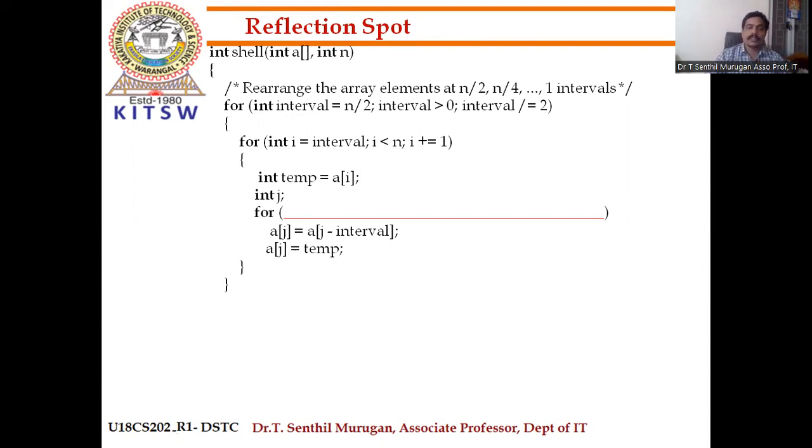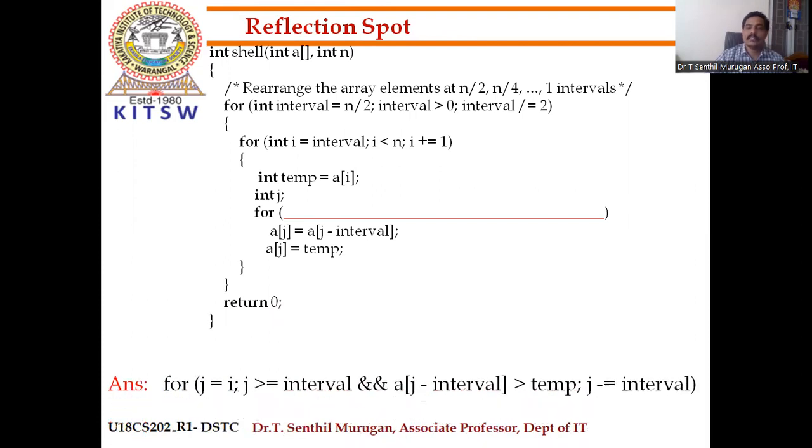I hope you have written the correct answer. You can check with the answer. If your answer is correct, then we can proceed further. This is the answer: for loop j equal to i; j greater than or equal to interval and a of j minus interval is greater than temp value; then j minus equal to interval. This is the right condition we have to check here.